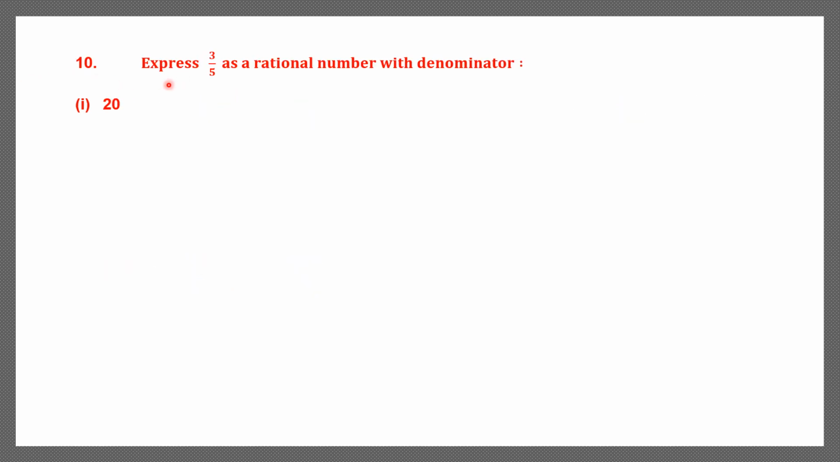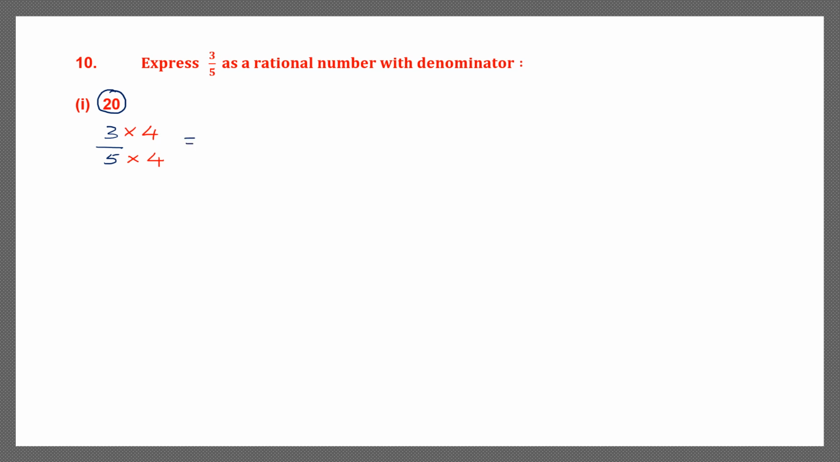Question 10. Express 3 by 5 as a rational number with denominator 20. Now let's write down 3 by 5 first. So let's write that. 3 by 5. Now the question is, give it the denominator 20. Right now the denominator is 5. To make it 20, we have to multiply 5 by 4 because 5 fours are 20. When you multiply the denominator by 4, you have to multiply the numerator also by 4.